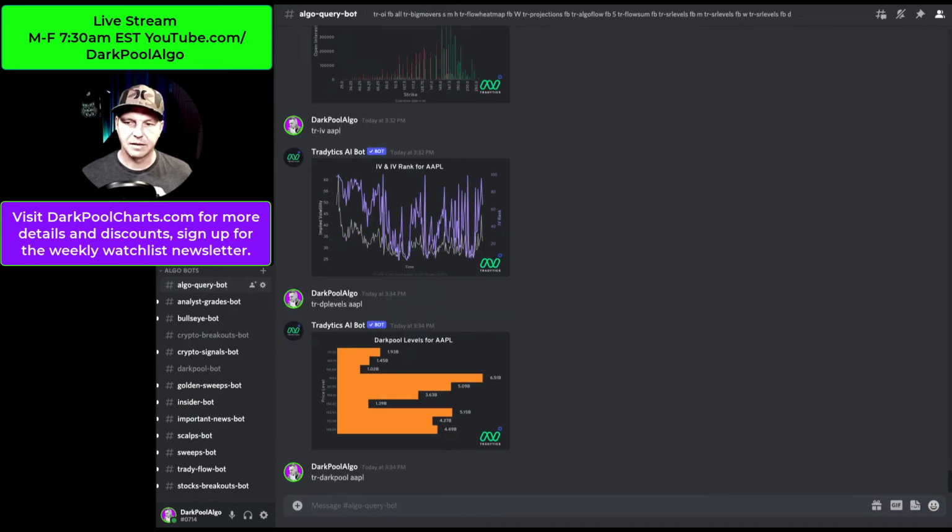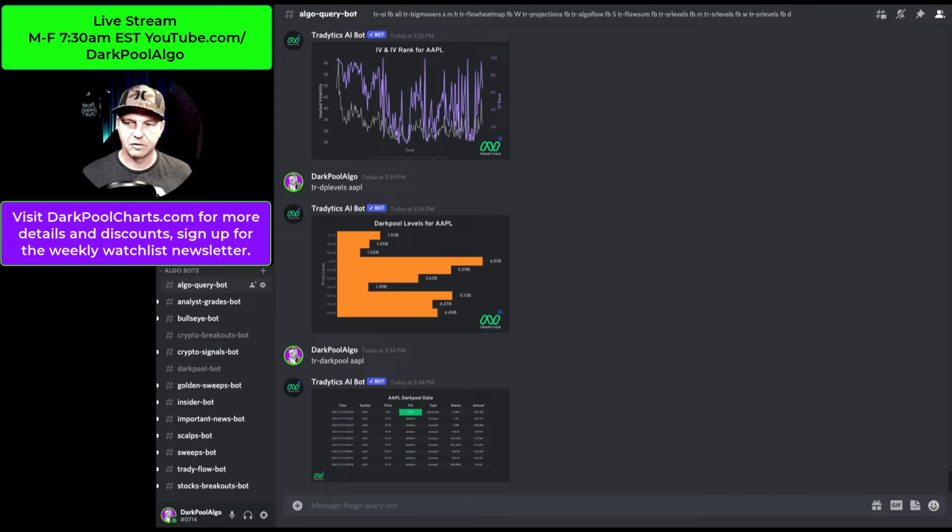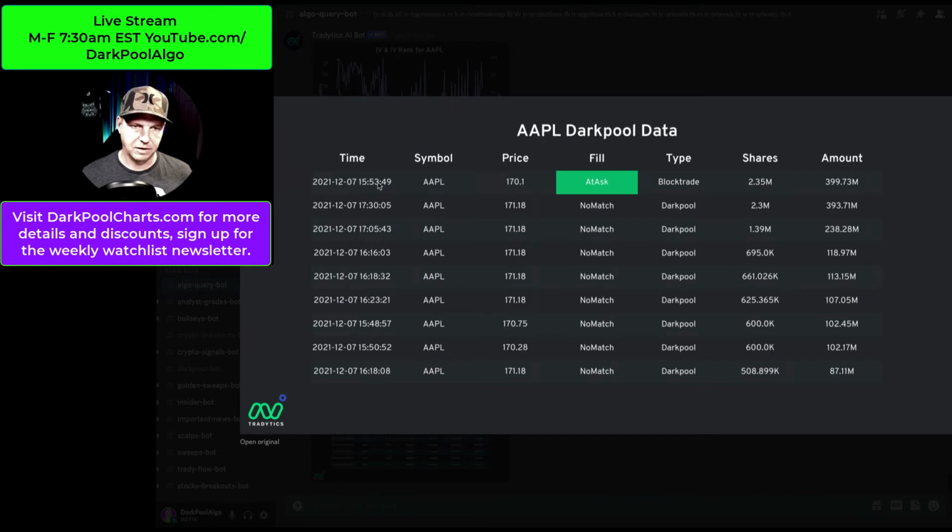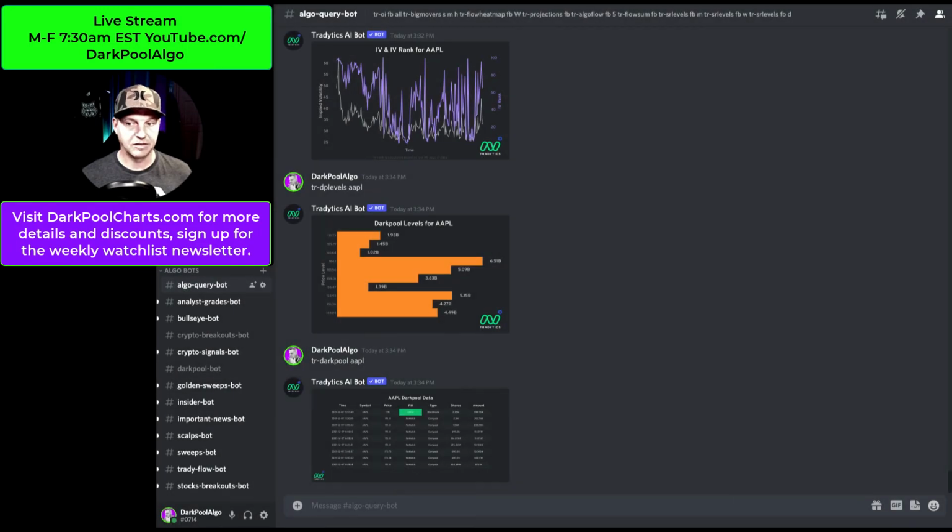Looking at the dark pool itself for Apple, this lists the last several big dark pool trades. As you can see, there's one that came in today after the close, at 1553, so that's right before the close, at the ask, a block trade in the amount of 339 million. We also had some that came in an hour after the close. So we have some dark pool levels coming in at 161.18, massive amounts of dark pools at 161.18. If you add that all up, we've got $1 billion worth of dark pool levels at 171.18.